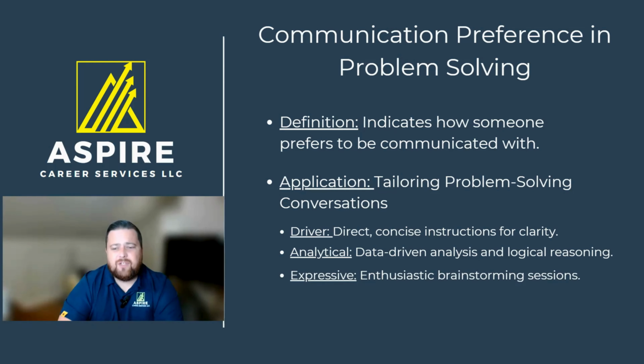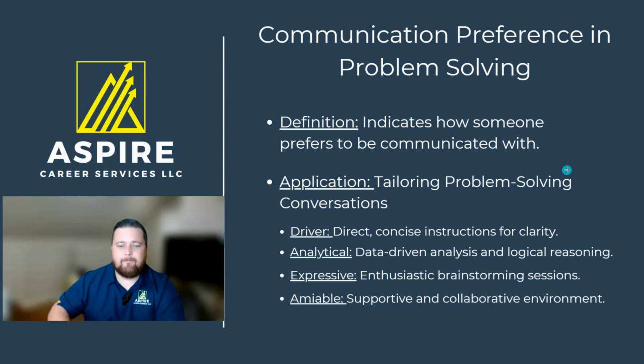Next is expressive. This is about enthusiastic brainstorming sessions. These individuals are truly stimulated by ideas, by excitement, by fun, through a good exchange of information and relationship with the individual that they're brainstorming with. And then last is amiable. This person prefers supportive and collaborative environments. This is where relationships really do matter. Amiables need that relationship in order to connect and be able to work through problems that are happening.